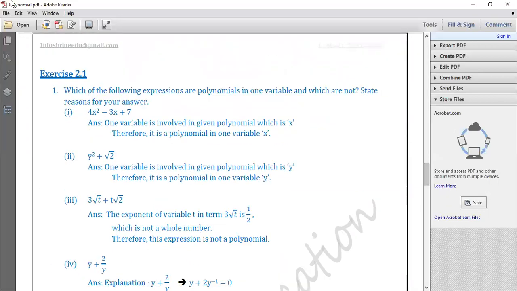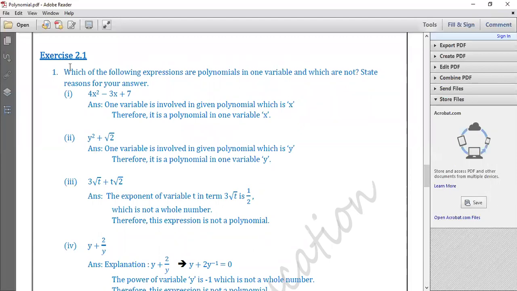Now let us go to exercise 2.1. Let's do this exercise. First one, which of the following expressions are polynomials in one variable and which are not? State the reason for the answer. They are asking which one is one variable. The powers should be whole numbers.